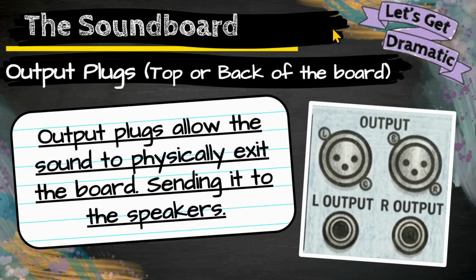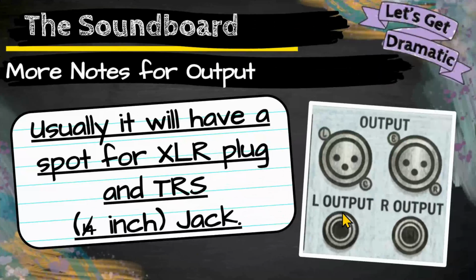Output plugs, the top or the back of the board. Output plugs allow the sound to physically exit the board, sending it to the speakers. This is usually at the same area of the board that we plugged things into. We will have the outputs. More notes for output: usually you will have a spot for XLR plugs and the TRS 1/4 jack, depending on what you need for your equipment.